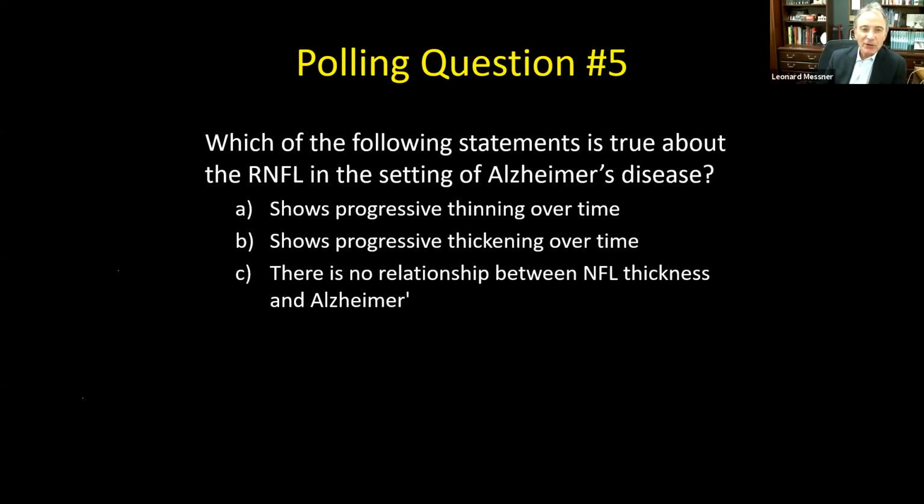Okay, great. So we're jumping all over the correct response: progressive thinning of the retinal nerve fiber layer over time. Very good. Okay, so we're certainly in the home stretch.